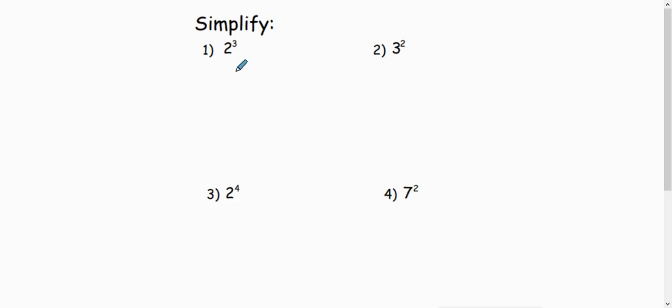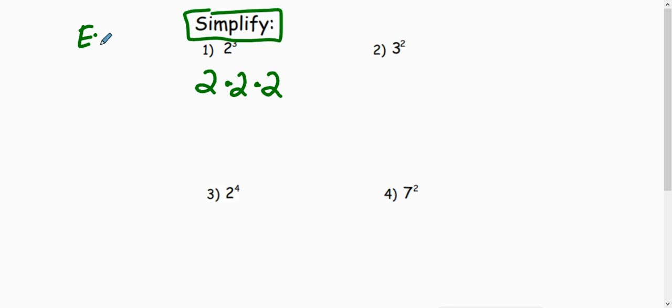Let's actually simplify some now. So here we have example 1. What's my base? 2. And how many times am I going to multiply it? 3 times. So 2 times 2 times 2. So I actually need to multiply these now because I'm being given the word simplify, or sometimes you'll see evaluate. Either of those could mean to actually multiply this. Remember, if you're being asked to write it in expanded form, you don't actually multiply it, you just write this part out. So here's your expanded form, and now I'm going to finish it off.